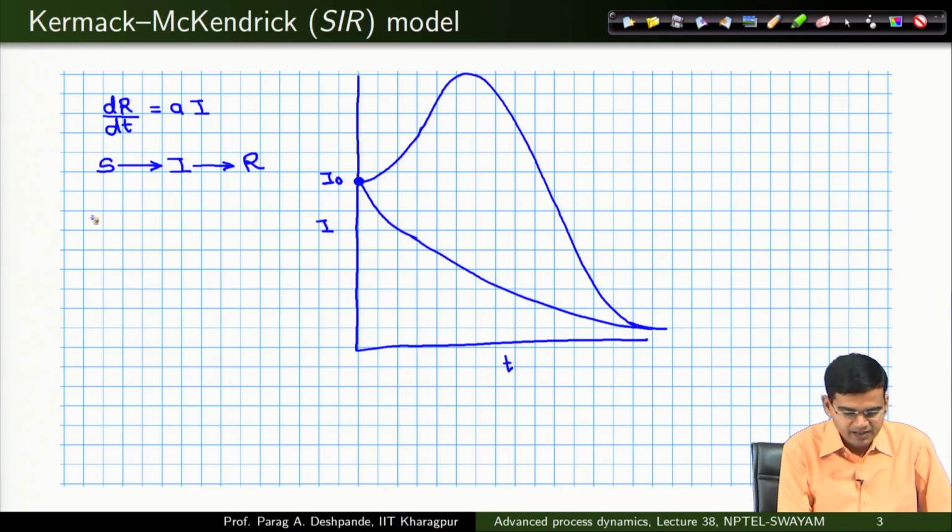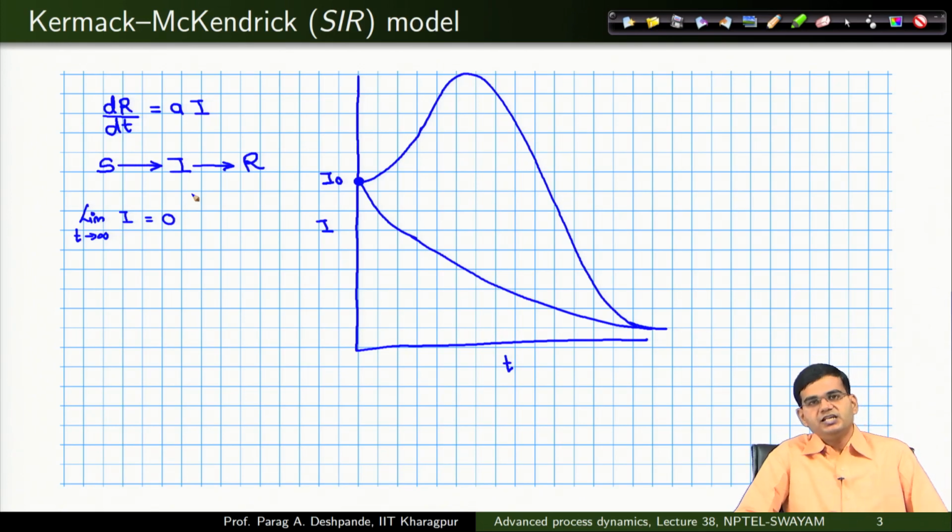So, therefore, limit t tends to infinity I is equal to 0. You will not be left with any infected persons as time t tends to infinity. Why would this happen? Well, this may happen because there are no susceptibles, everyone has got infected, and those who have got infected, they have either been recovered, or in worst case the population has gone to extinction, everyone is dead, right. So, therefore, eventually I will go to 0.